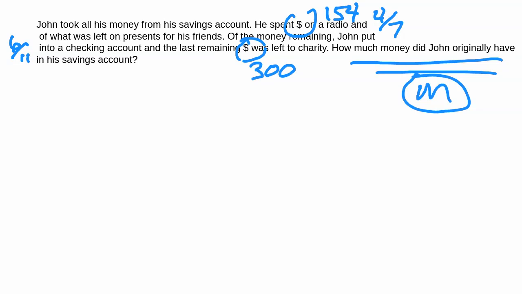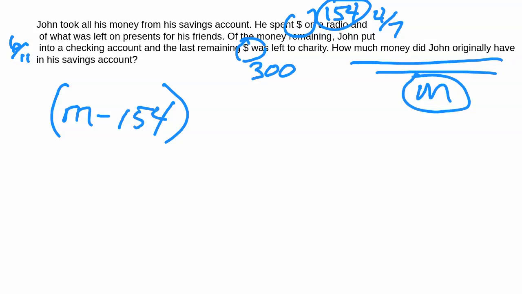Well, you'd subtract $154. One thing you could do is give yourself an easy example. If I had $200 and I spent 50 on a radio, how much do I have left? You'd have $150 left. How did you get it? You would subtract it. So this is the amount of money that would be left after he spends that $154.